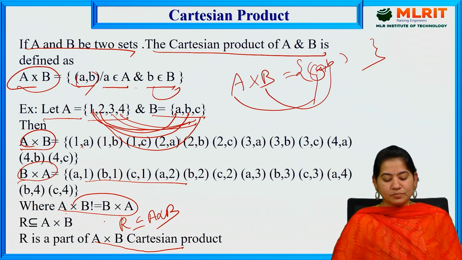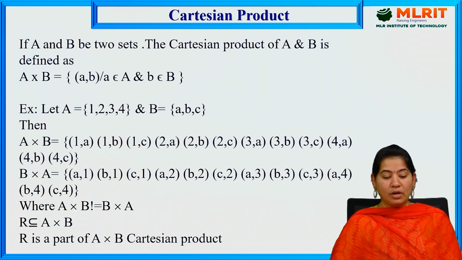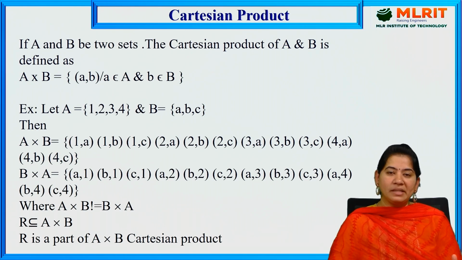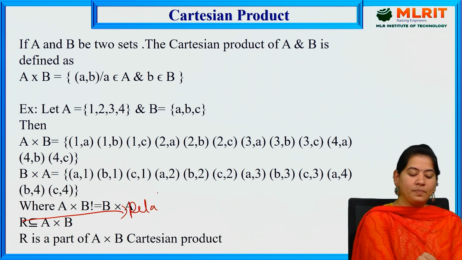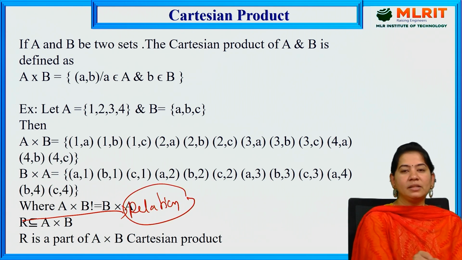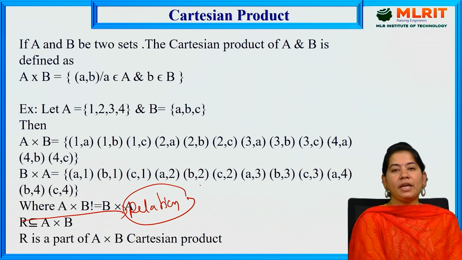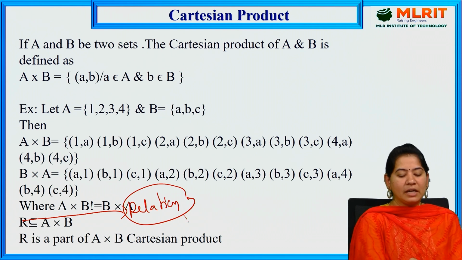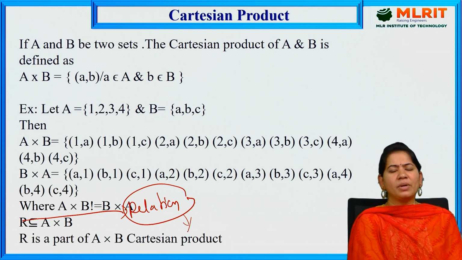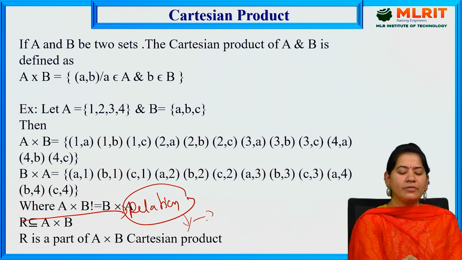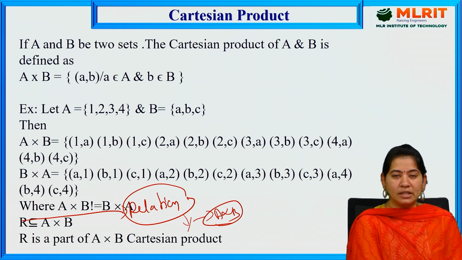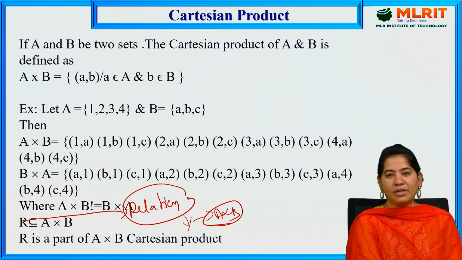So here we got one new word, which is called R. What is meant by this R? R is nothing but a relation. Whichever relation you are getting is always a subset of the A cross B Cartesian product. Means you can have any number of relations or any number of conditions, and that condition you will always get from A cross B, the Cartesian product. That we will discuss in the next session, as it is related to the concept of relations.